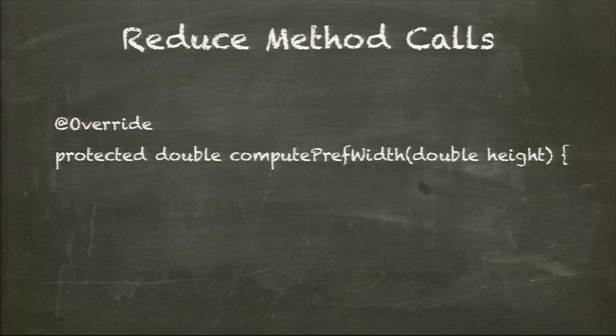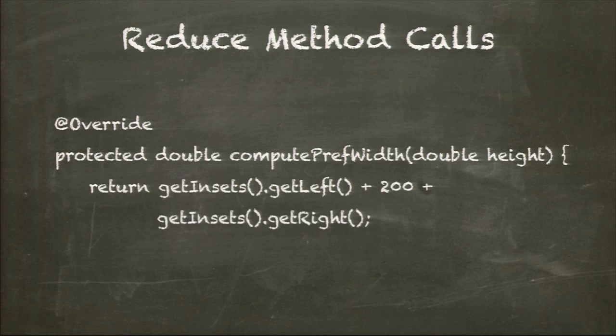This method is called compute pref width. Every region subclass in the system has one of these. So every UI control and so forth has this method, and its job is to figure out what the preferred width of the node is given some height.